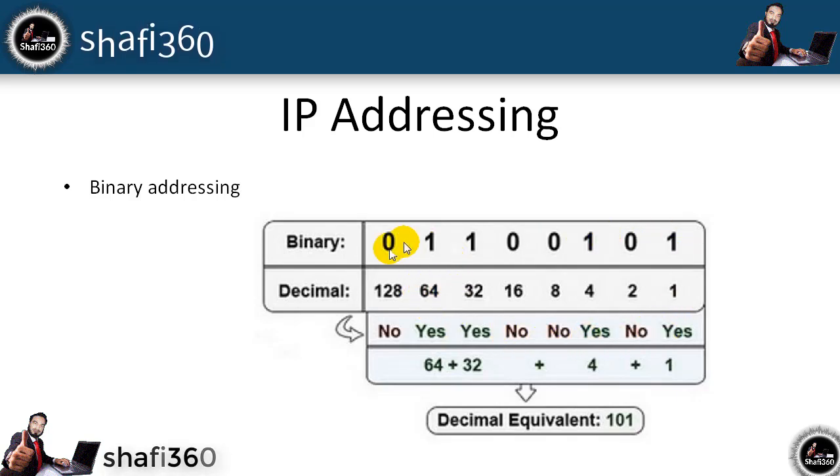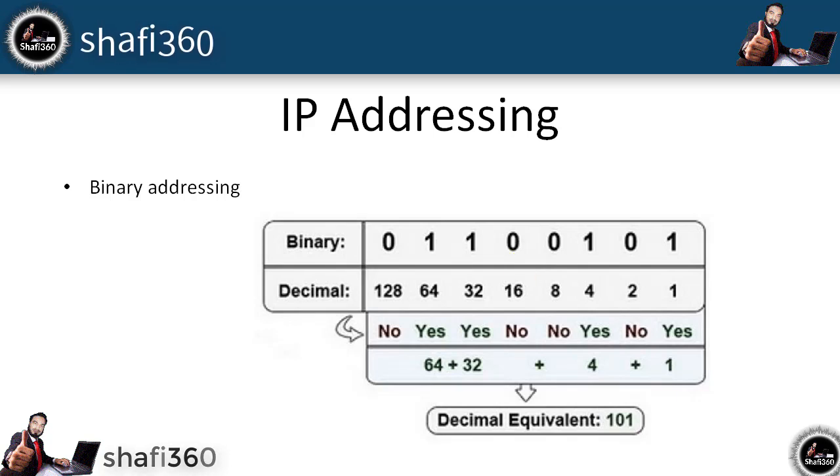In this case, we have 01100101. So if you start at the left and you add these up, 64 plus 32 is 96, 96 plus 4 is 100, 100 plus 1 is 101. There's the decimal equivalent of 101. Now again, this is the very basic discussion of binary addressing. If you go for any higher level Cisco certification or any higher level networking certification for that matter, you'll live and breathe this binary addressing.